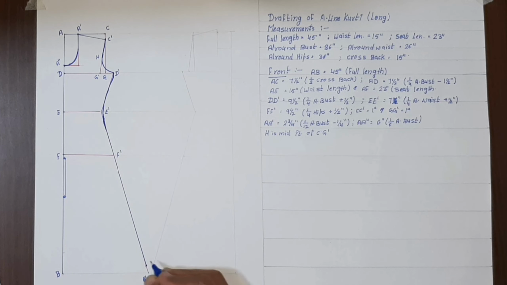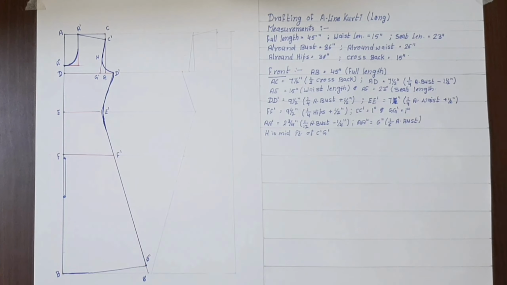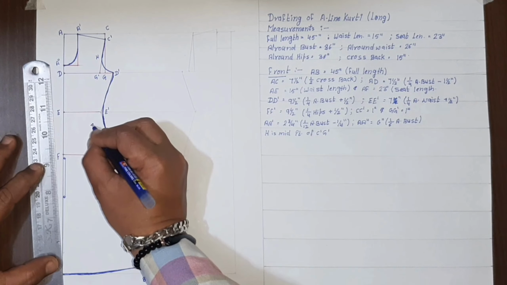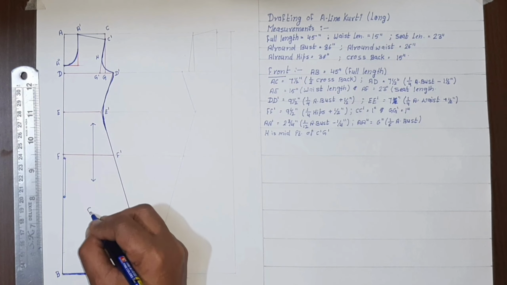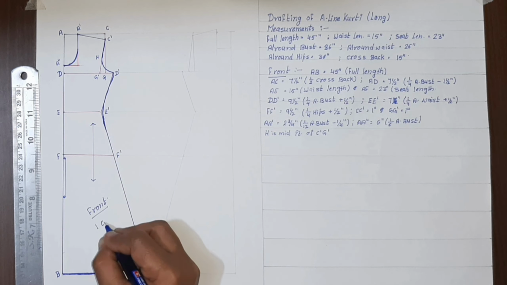Now we'll mark a point B double dash just to give shape to the bottom. It is to be marked as E to B should be equal to E dash to B double dash, as we generally do at the hemline. We'll give shape to the hemline simply. This is the grain line, and we need one cut of this on fold, that is front.